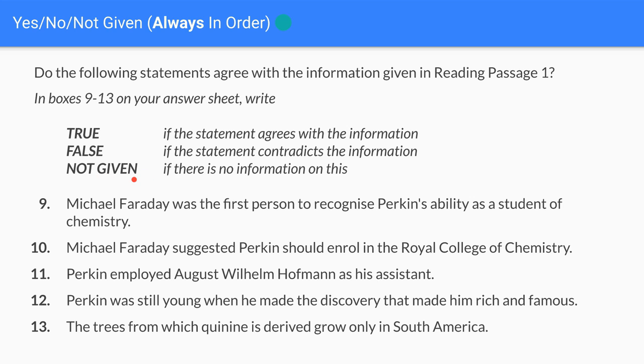Information is not given in this case. So you have to decide which one is the right choice out of these 3 options. So the way to identify this question type is simply by looking at this portion over here. You're going to see this part in every question type that is a true, false, not given. Okay, so it's going to tell you right here that this is a true, false, not given question.